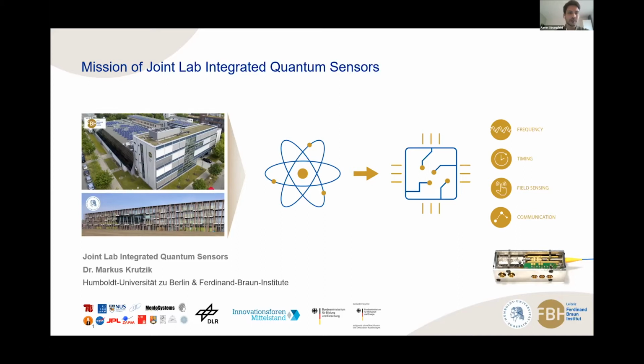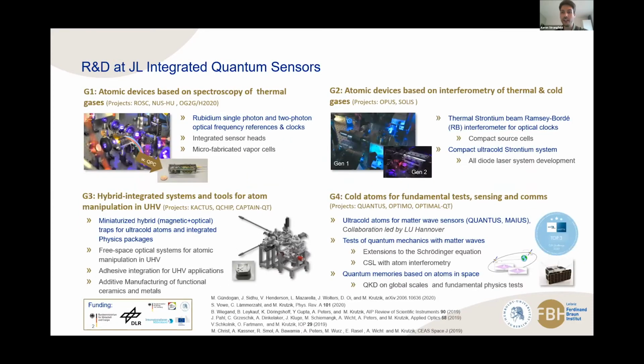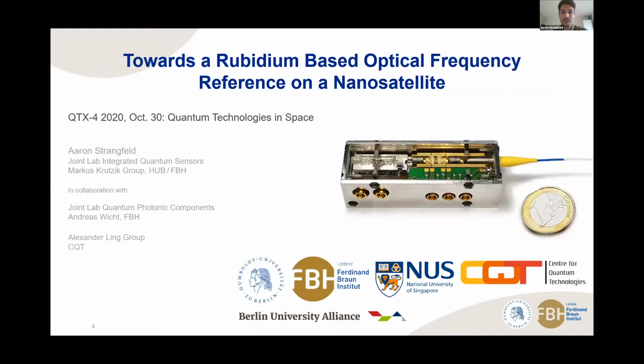On the next slide, you can see the fields of research in our group, ranging from devices on spectroscopy of thermal gases, to interferometry methods, hybrid integrated systems, but also cold atom systems itself. The work that I'm going to present is embedded in the first section in the upper left. So I will talk about the development of an optical frequency reference based on rubidium that we are aiming to be compatible with the CubeSat platform.